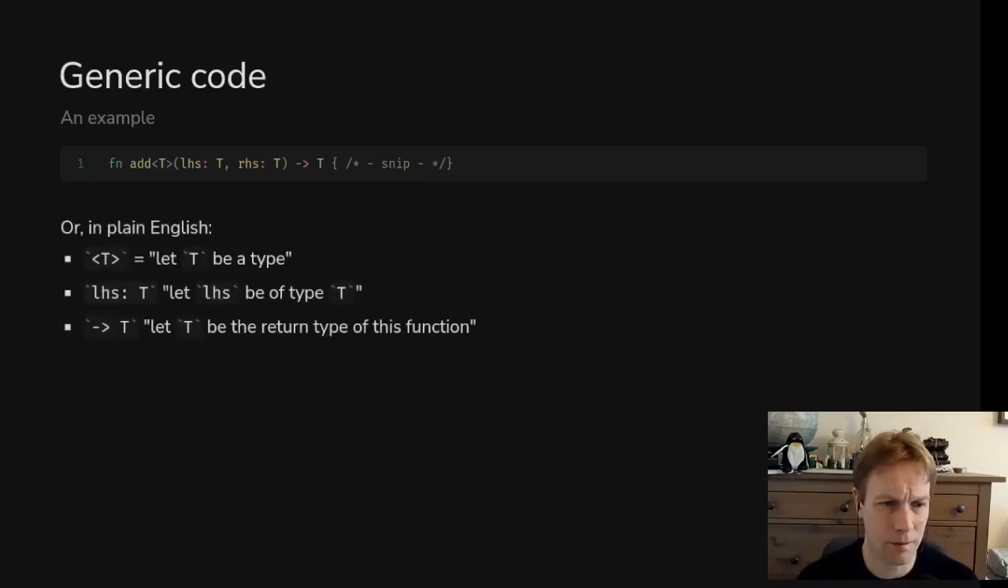So here's how to understand this code that we're looking at here. The name of the function is add, and then this angle brackets T part, that's saying I need a type argument.